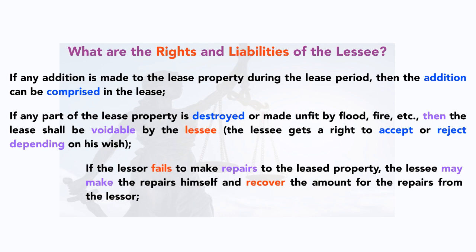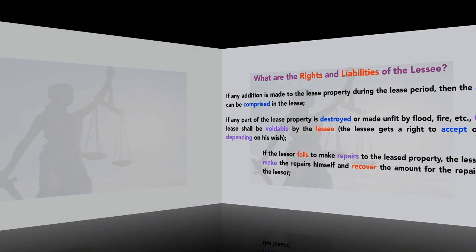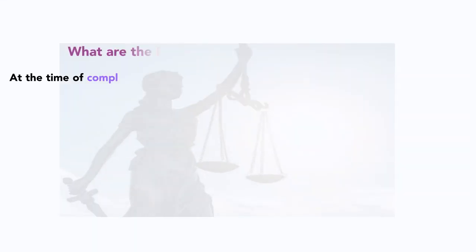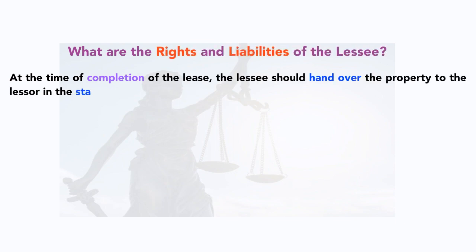Next point is, at the time of completion of the lease, the lessee should hand over the property to the lessor in the state in which it was received. So, being a lessee, it is your duty to maintain the original condition of that property. If you are not supposed to make certain sorts of damages to that property, and if you did that, then it is your duty to correct that. So, it will be your money from which that will be corrected or repaired basically.